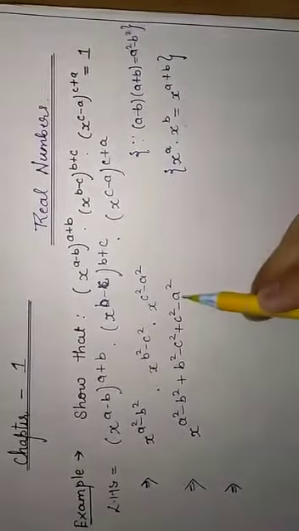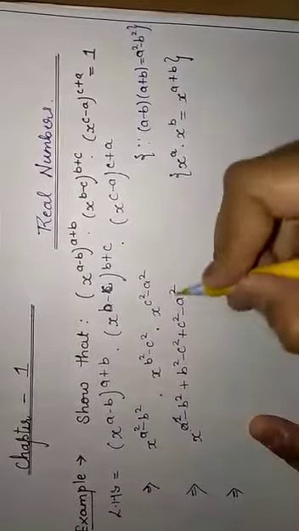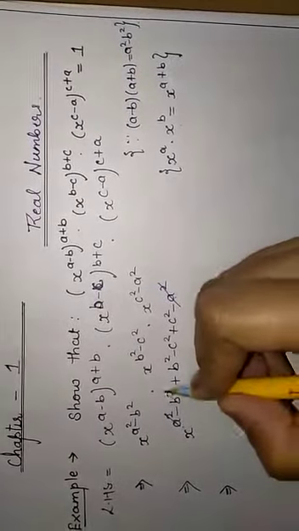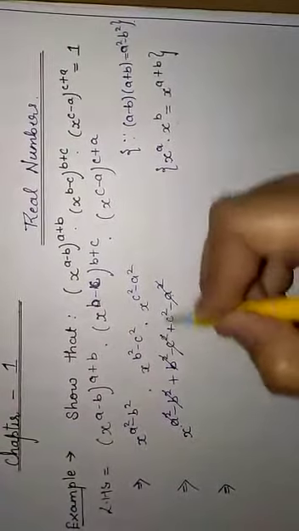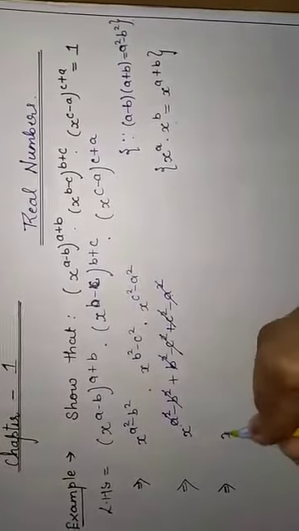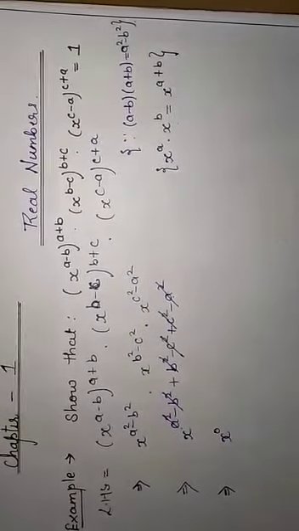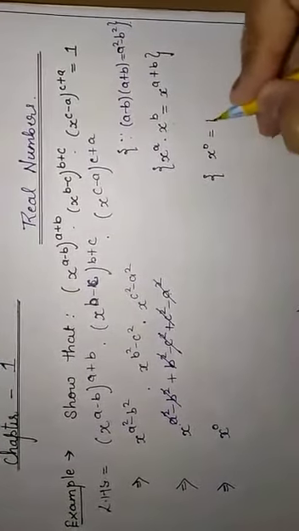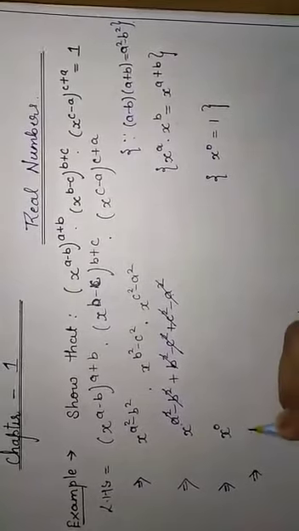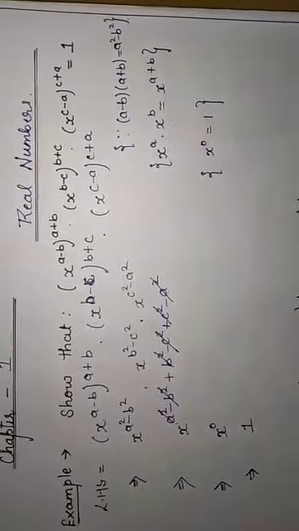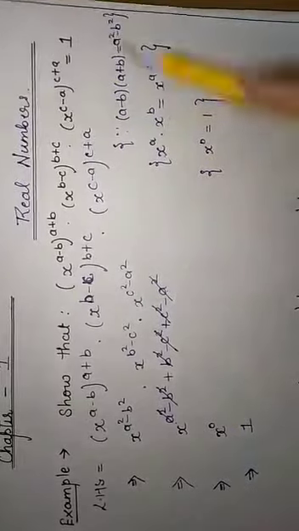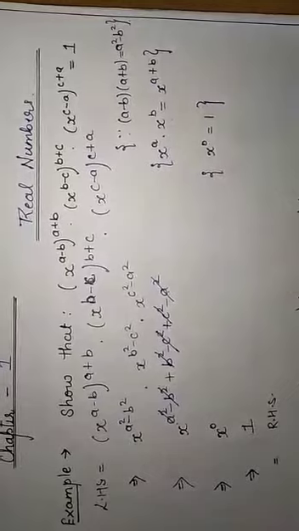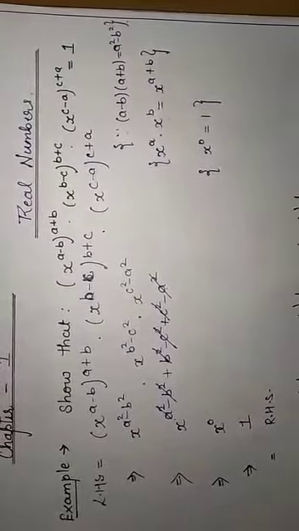Now a square and minus a square get eliminated because they have opposite signs. Similarly b square and minus b square eliminate, and c square and minus c square eliminate. Now the power of x is 0. So we know that x to the power 0 is 1. Then the value of x to the power 0 is 1, which is equal to the RHS. Now we have proved the solution.